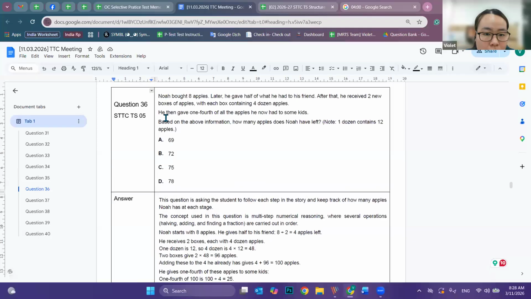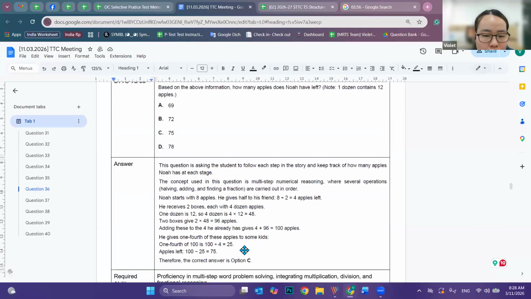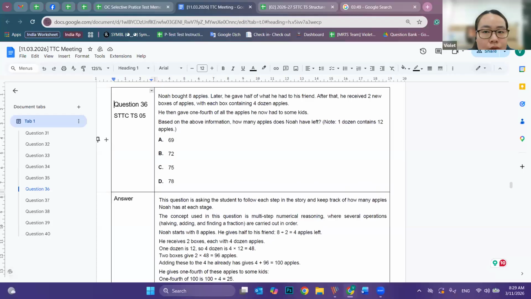And he gives 1/4 of the apples to the kids. So 1/4 of 100 would be 25, and the apples left would be 75. Option C is the correct answer.